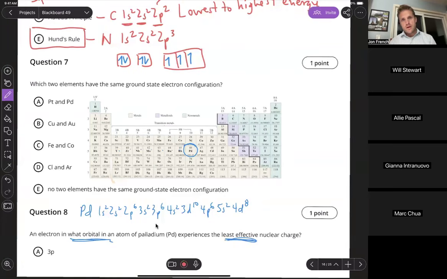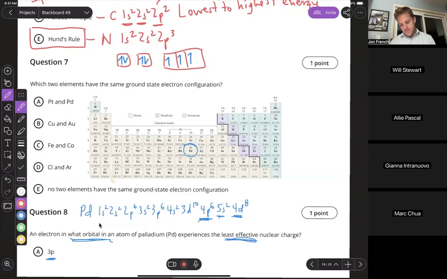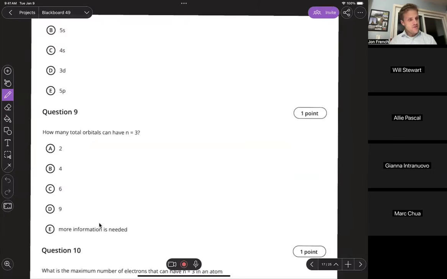We are looking for some orbital out here that would experience the least effective nuclear charge. Our choices are 3p, which is kind of in the middle. We're looking for something further on the outside. So let's see, what else do we have? I've got 5s, 4s, 3d, and 5p.